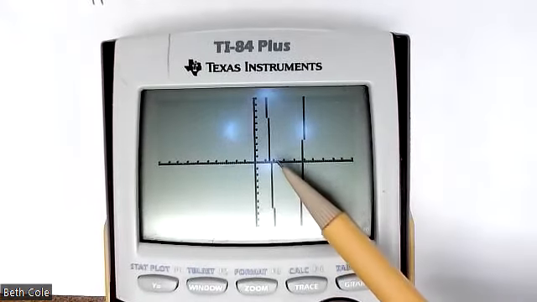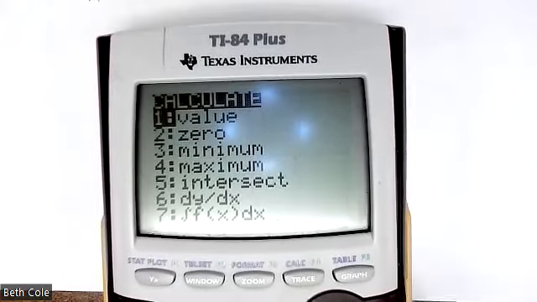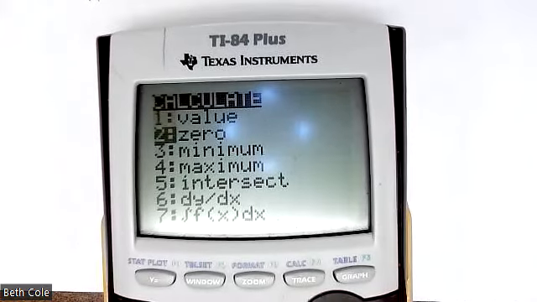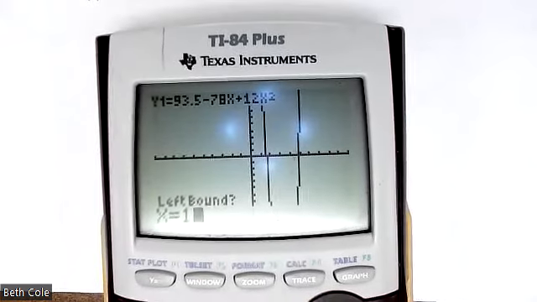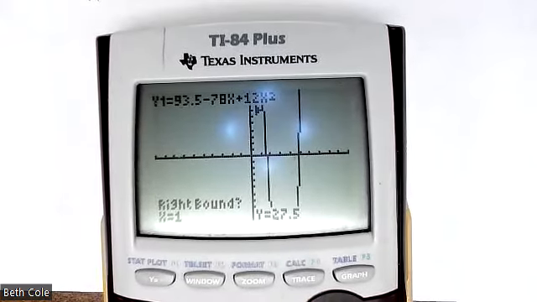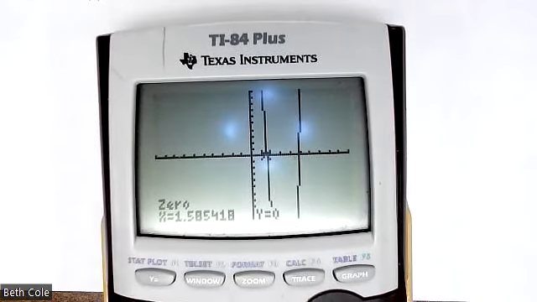How do I get my calculator to tell me that number? Trace? Which thing? 0? Now it looks like it's in between 1 and 2. So left bound, I'm going to do 1 enter. Right bound, I'm going to do 2 enter. Guess. Well, it's got to be between 1 and 2. So 1.5. And it gives you the number. Go ahead and write that down. X equals 1.585418. The reason you need all the decimals is because why?